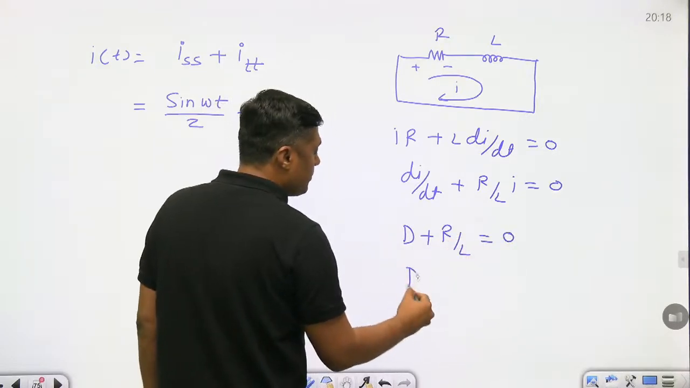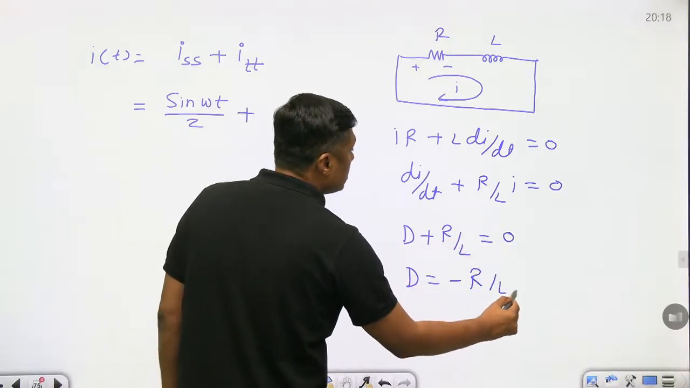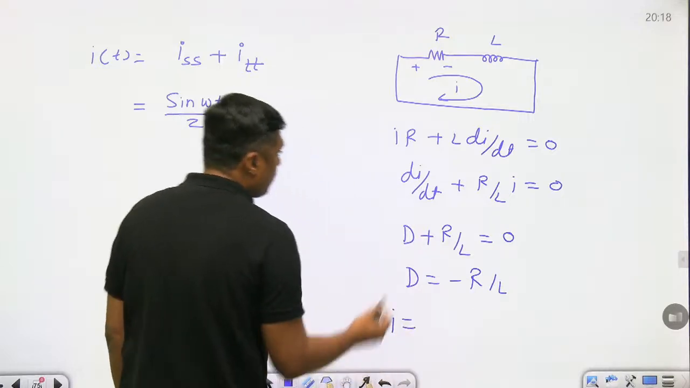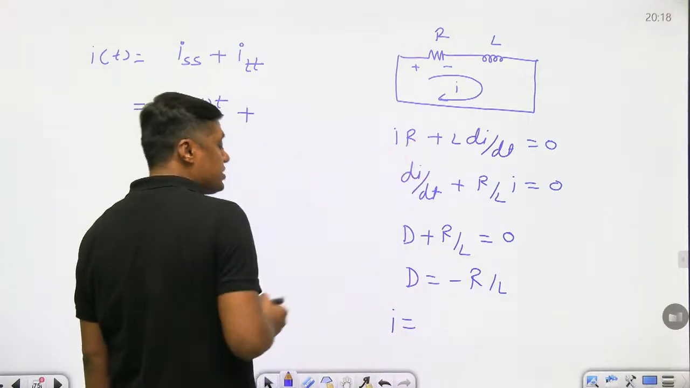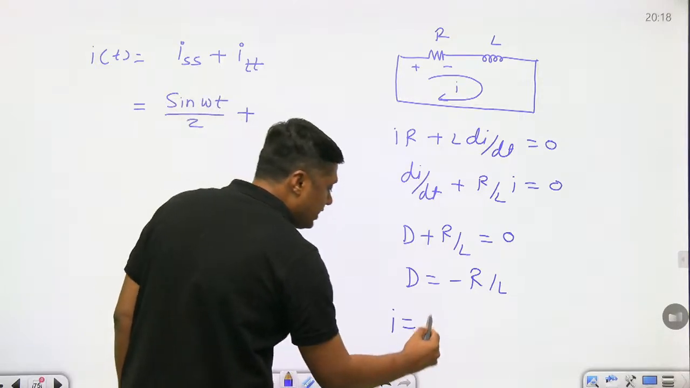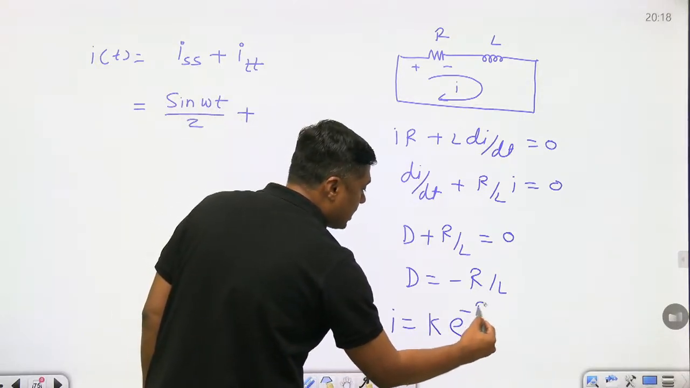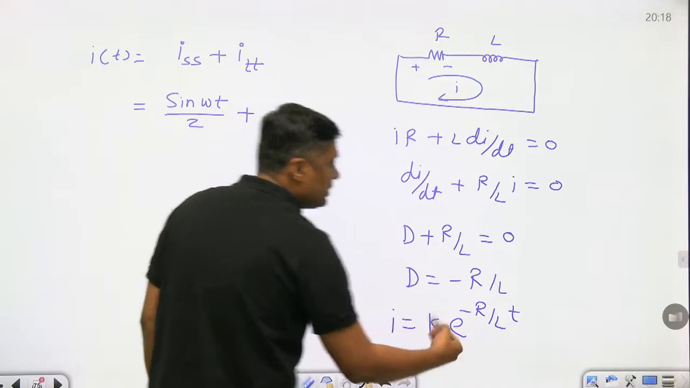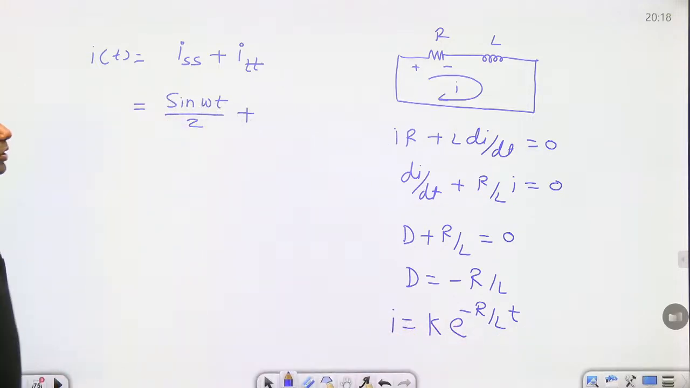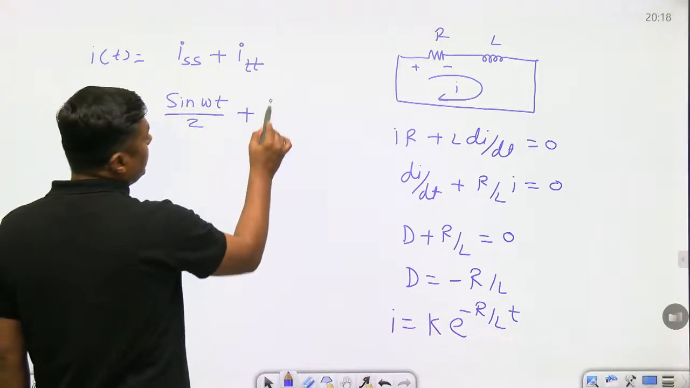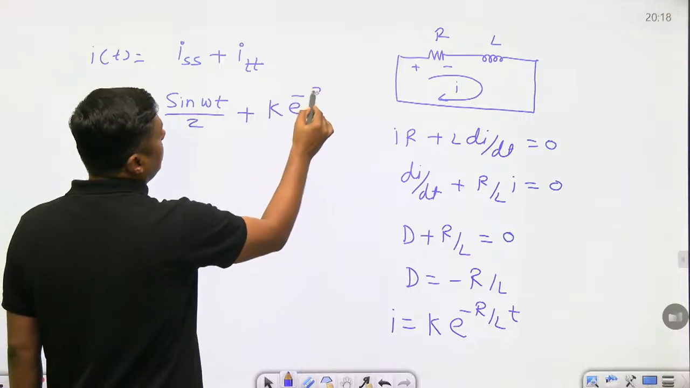So D minus R by L. Now what is the transient part? To find the transient part, you have to get the homogeneous solution. The homogeneous solution you can write as k e raised to power minus R by L into t. That is the transient part. Remember, it is the transient part: k e raised to power minus R by L into t.